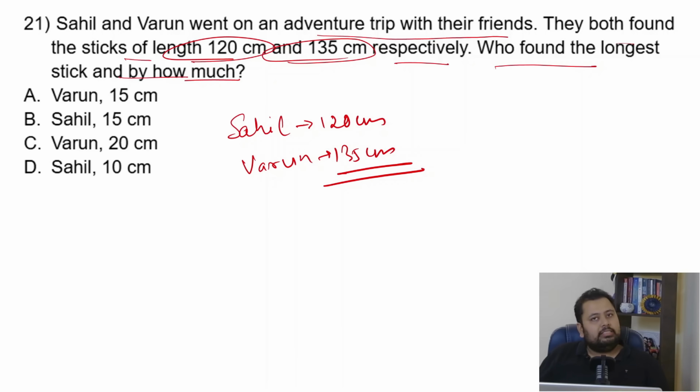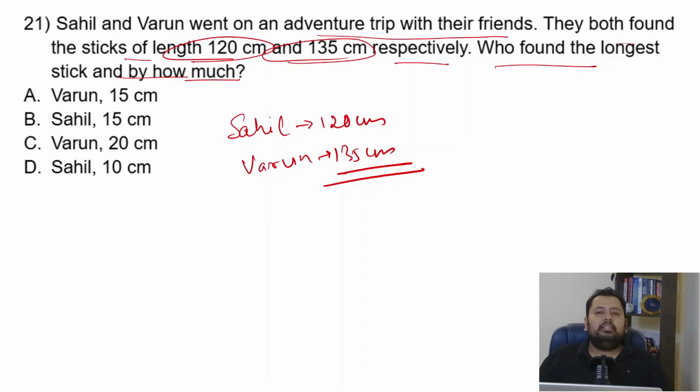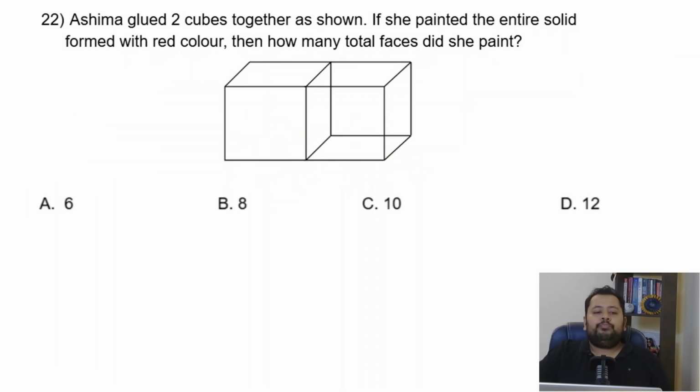Now, who has the longest stick? You have to first find that out. Second, what is the difference between the sizes of the sticks? You have to find out. Pause the video, solve it, and then look at the solution. Great. I don't think there is a lot to be answered over here. It is nothing but Varun. Varun has the longest stick. And if you do a subtraction of 135 minus 120, you will get 15 centimeter. So option A is the correct answer. Hope you got this one correct. If you did, give yourself a star. And we now move to question number 22, right?